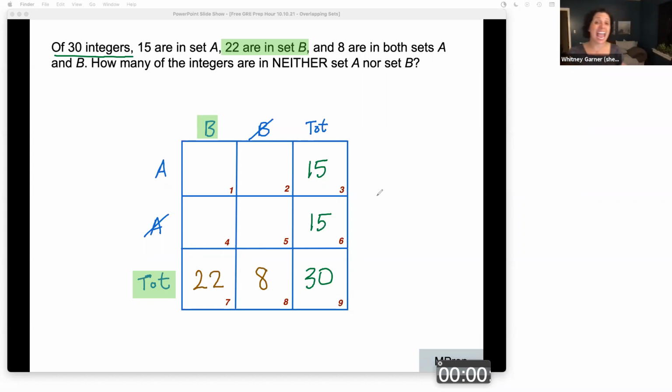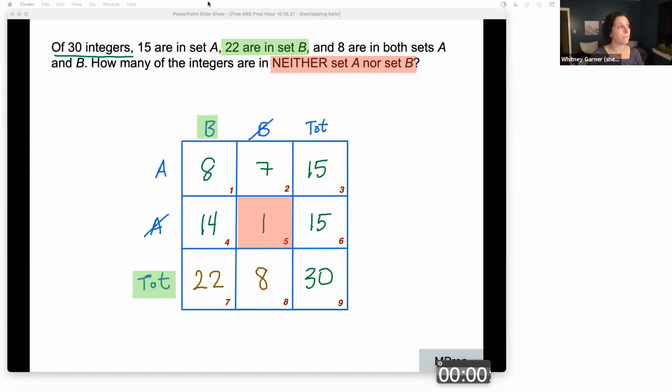I now know that 8 are in both. So our 8 in both goes into this corner. And once I'm here, I can fill in the rest of my table. If 8 people are in both, then 8 plus 7 is 15. I'd need 7 plus 1 to give me 8. If I needed this number, it would be 14, that either 8 plus 14 or 14 plus 1. And so I'm looking for how many are in neither set. That would be not B, not A, and that's our number right here in the middle.